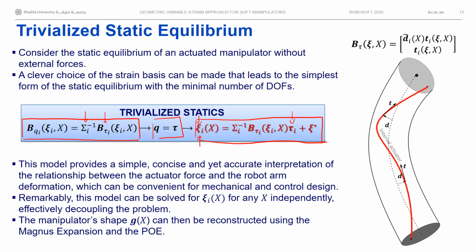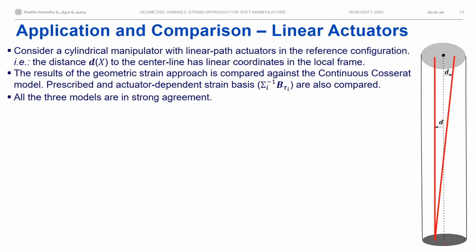Then, as in the other cases, the manipulator configuration G can be reconstructed using the Magnus expansion and the product of exponentials. We compare the trivialized model against the generic geometric strain approach and the traditional continuous Cosserat model. In this first test, we consider a cylindrical manipulator with linear path actuators. In other words, the distance of the actuator with respect to the center line is a linear coordinate in the local frame.